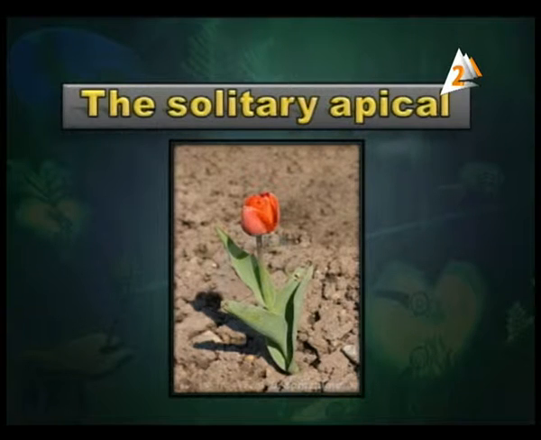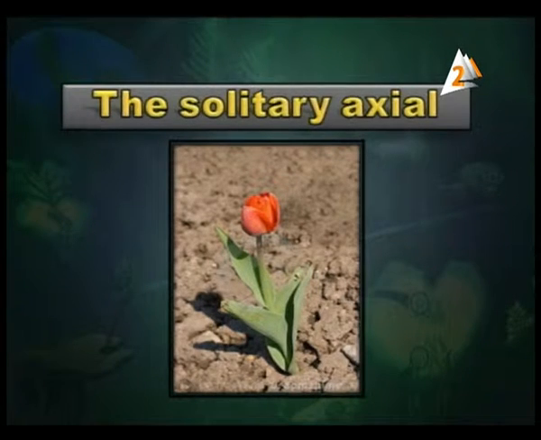such as the tulip, which stops the growth of the stem. So if the flower grows on the tip of the stem, the stem will never grow after that. Or another type, the solitary axillary, which comes out from the axil of the stem. This axillary flower is such as the petunia.